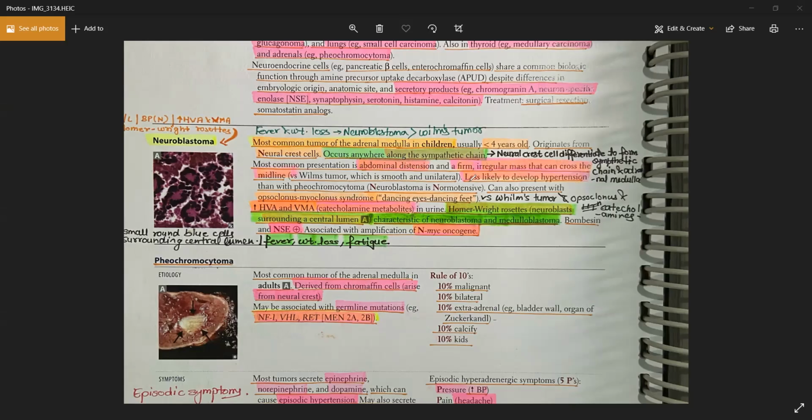Okay, and they won't develop any hypertension, unlike the pheochromocytoma, which is also a tumor of the adrenal medulla. Okay, neuroblastoma patients do not develop hypertension. Okay, very important to note that.